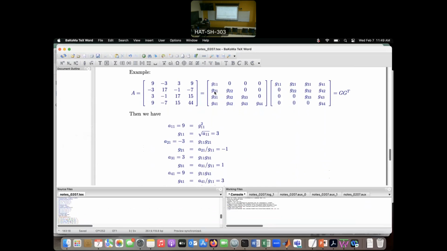And that's what happens all the way down the first column. If I go across any of these rows and down the first column, G11 is the only non-zero entry. So the formulas for these entries in the first column are very simple. Since I already have G11, I just divide, divide, divide. And now I have the first column of my Cholesky factor. So it's 3, -1, 1, and 3. Okay, so questions about getting the first column before I move on to the second column?